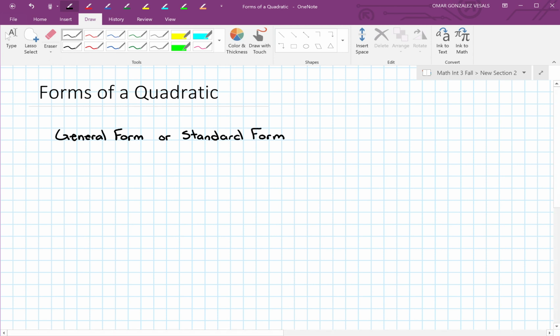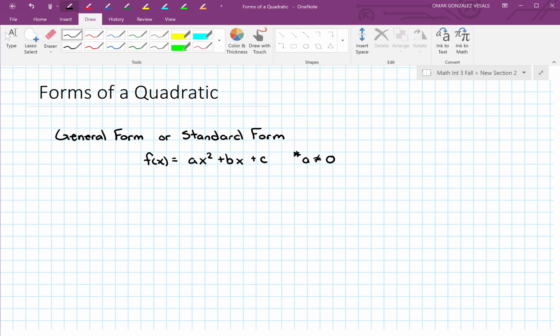Somebody remind me what the standard form of a quadratic is? F of x equals ax squared plus bx plus c, right? One small thing that we need to remember: a cannot equal 0. If a equals 0, then it's not a quadratic. What is it? It would be linear.